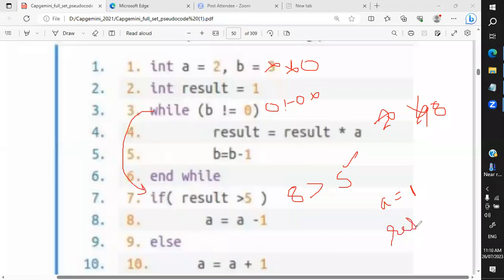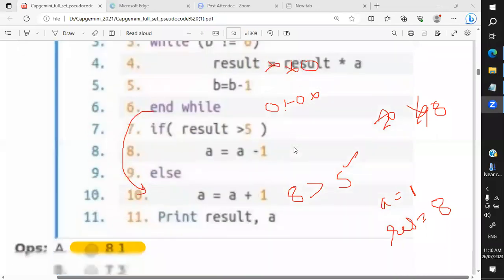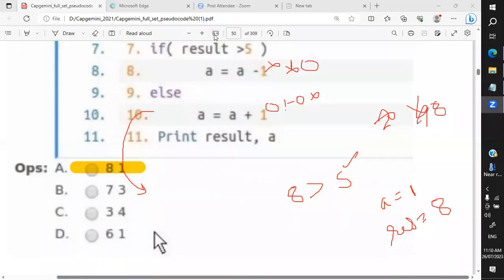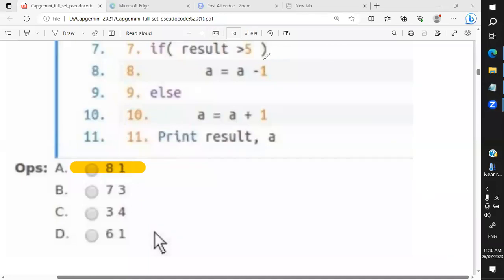Result value is 8. Both of them we are printing. So the answer is 8, 1. Okay, understood, I hope. Answer is 8-1, Option A. I hope everyone got it. If anyone made any mistakes, please correct it. Going for the next one.